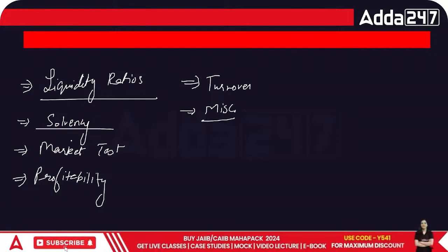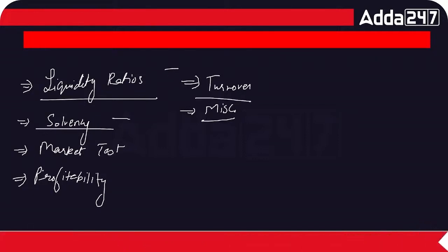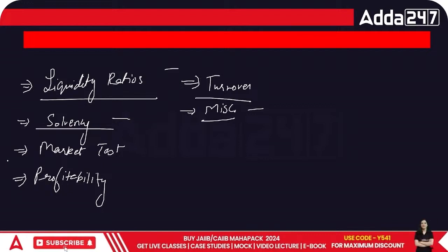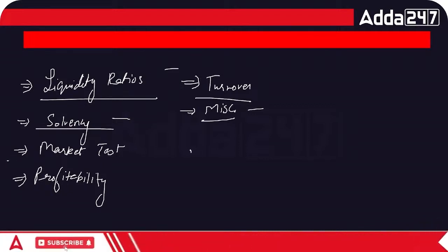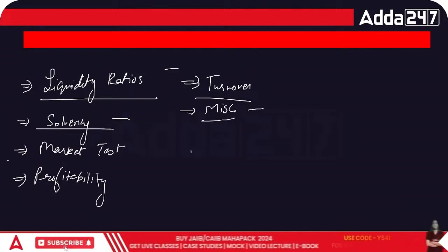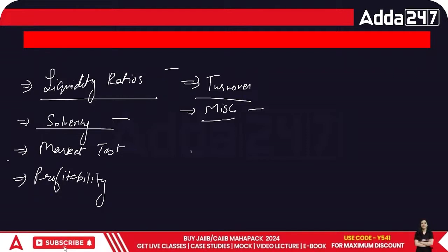One of the most important ones are solvency, turnover, liquidity, and a few of the miscellaneous ones as well. They are normally asked a lot. Market test is not something I've seen a lot, and not all the ratios are very important for you. Overall, there are 24, 25 formulas for ratios. So, yes, there are a lot of things to work upon in terms of ratios.